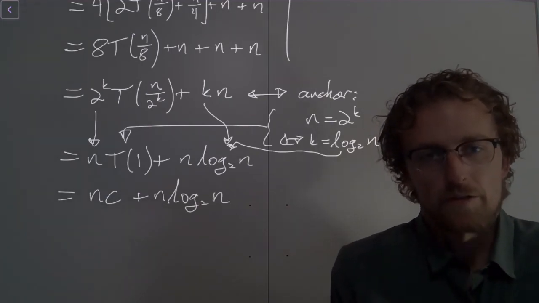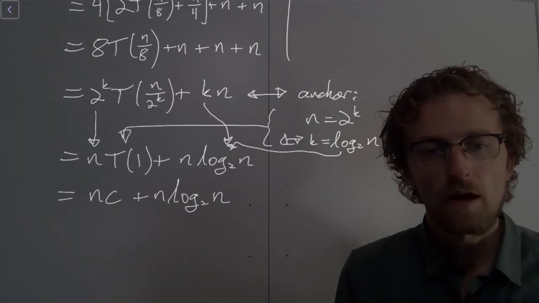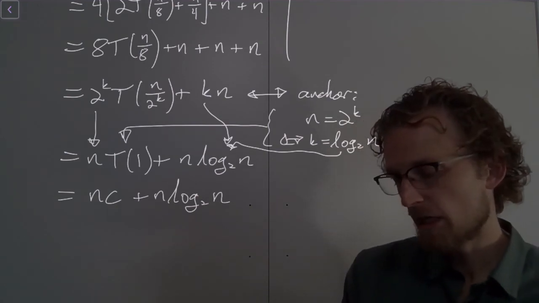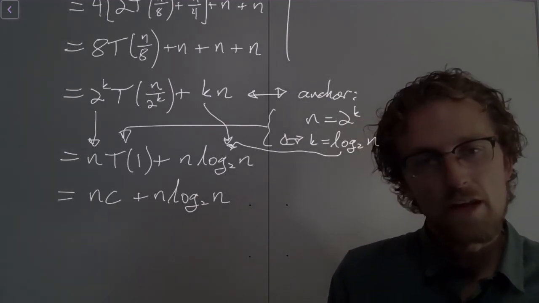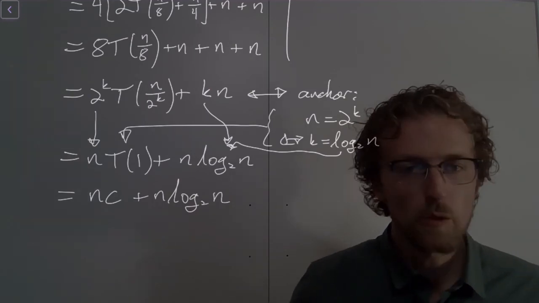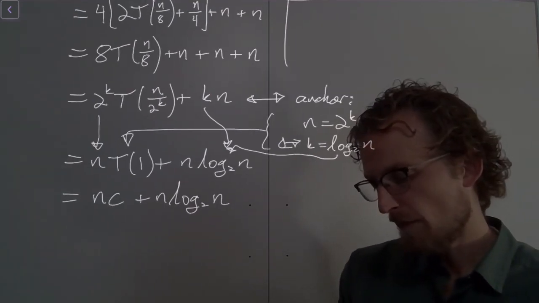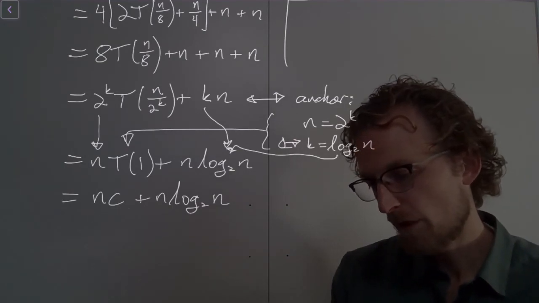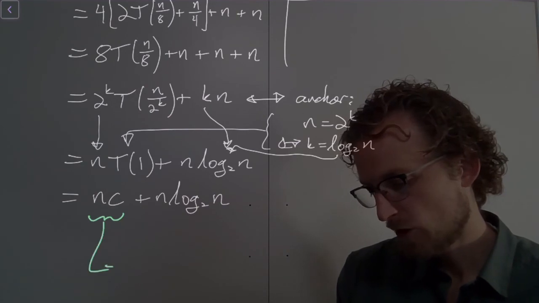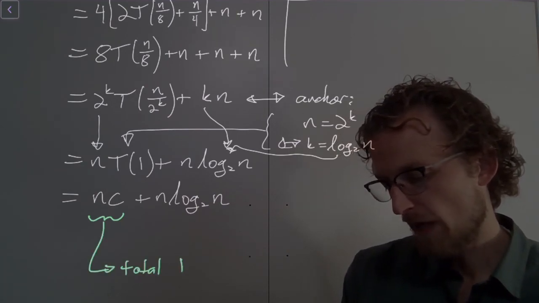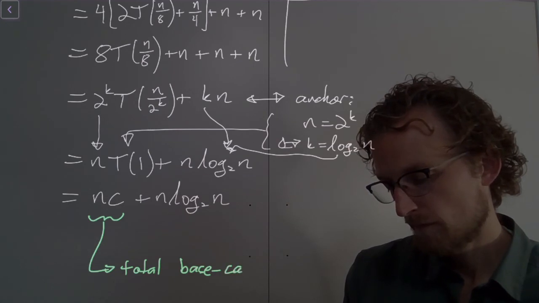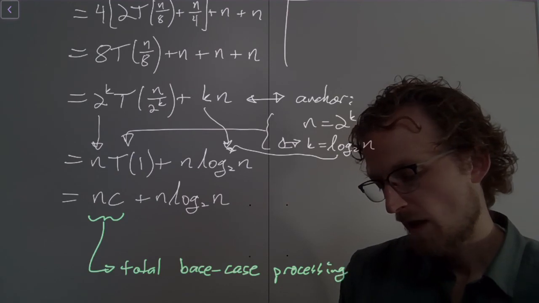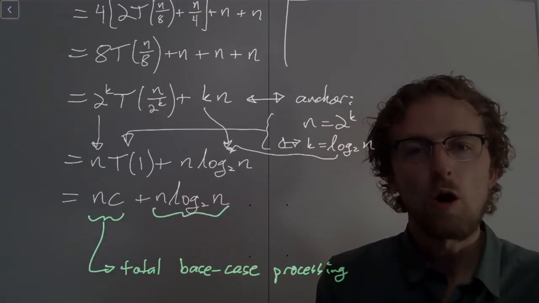And so now what has happened? As we executed this algorithm, it recursed and recursed and recursed, and each time it recursed, it accumulated overhead, and then eventually got down to a bunch of base cases and computed all the base cases. So this amount of time here is the total amount of time that was spent in dealing with the base cases, right? So this is total base case processing. And this was the total overhead.